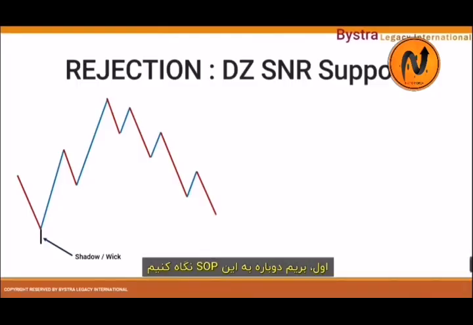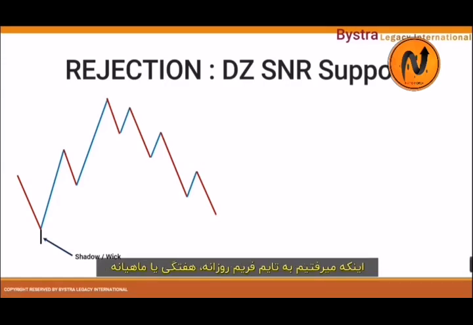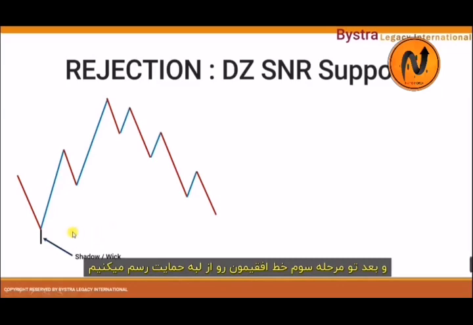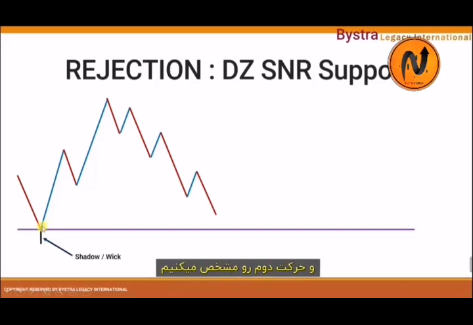First, let's look at the SOP of this again. This is the weekly time frame. The first thing is to mark our danger zone. Remember the first step, guys: go to the daily, weekly or monthly time frame. In this case, this is the weekly time frame. Second, we go to the line chart. And third, we mark our horizontal line at the edge of the support and mark the second movement.